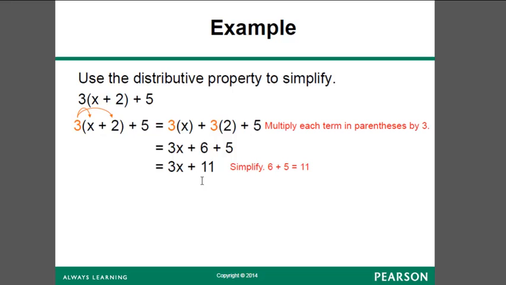Again, the 3x and the 11 are unlike terms. I cannot combine them. One has an x, one does not. So this would be my final answer. Again, notice I did not multiply the 3 by the 5. You really have to be careful with the distributive property to make sure that you stop at the end of the parentheses.